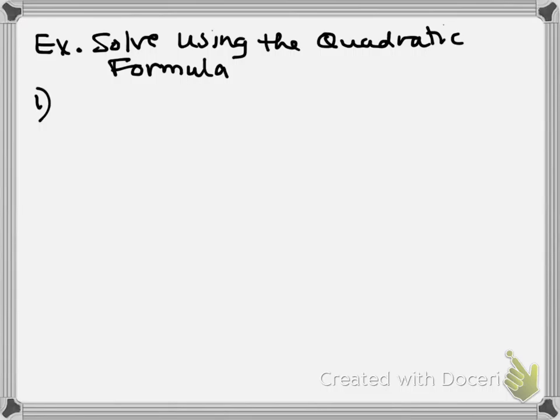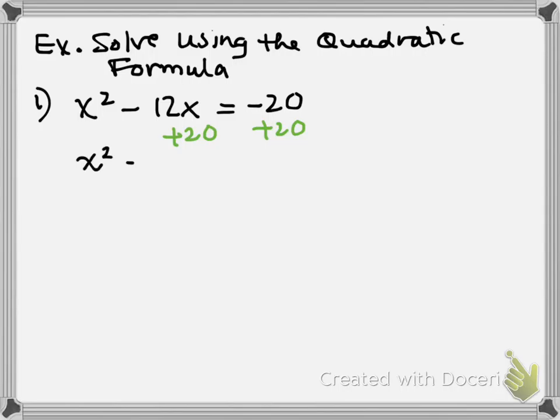So we have something like x squared minus 12x equals negative 20. So rule 1, is it in standard form? It isn't, so that's where we're going to start. Opposite operations, we add 20 to both sides. We have x squared minus 12x plus 20 equals 0. Now that it's in standard form, we're going to identify my a, my b, and my c. So what is the value of a? 1. What is the value of b?